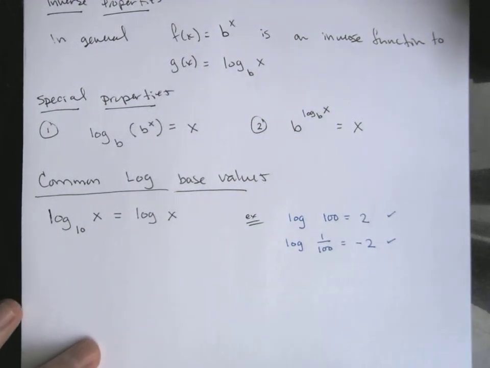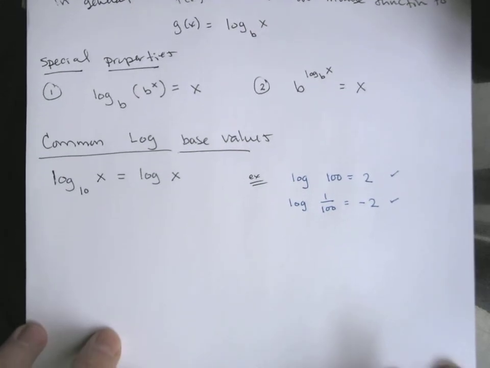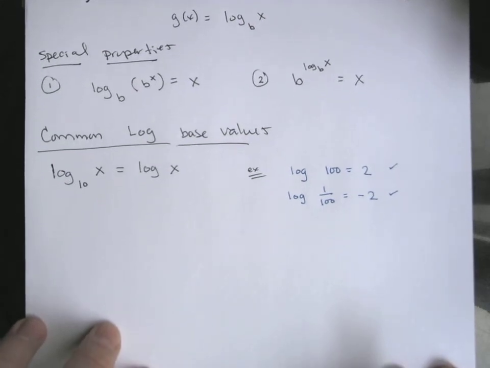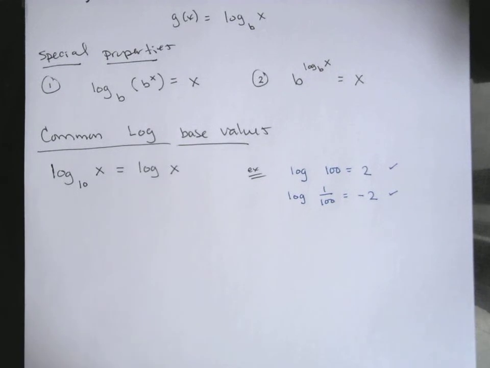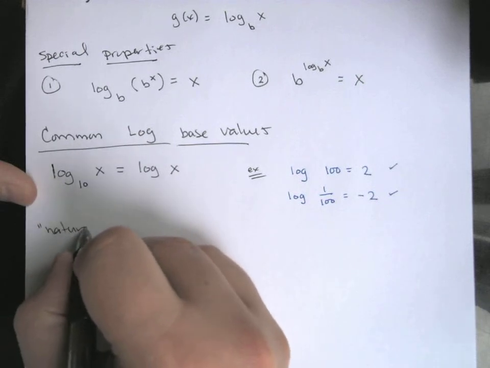So the idea here is a log with no number written, the full log, has an implied base value of base 10. On a calculator, there's usually a log button, and it doesn't mean pick your base. It's specifically log base 10. So your calculator will do base 10 logs usually. The other log they will do is what we call the natural log.